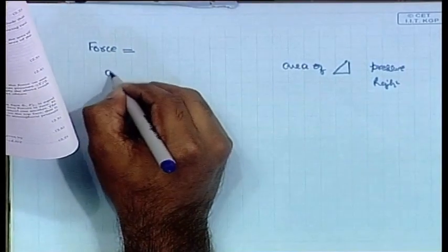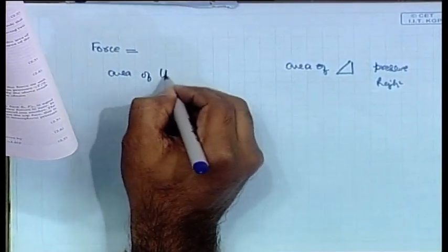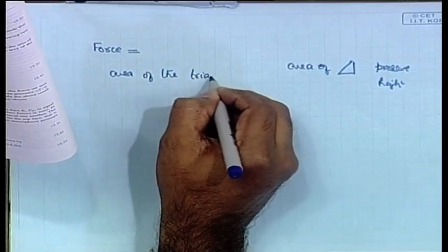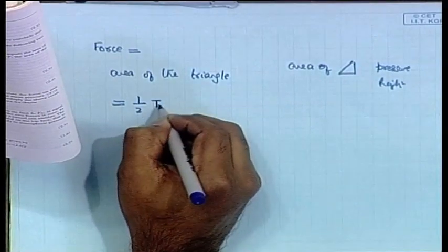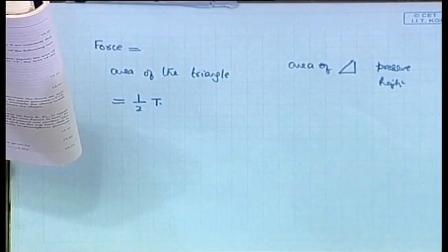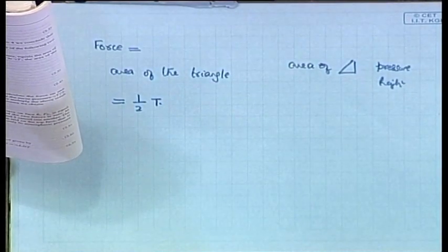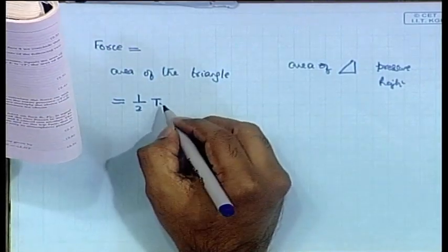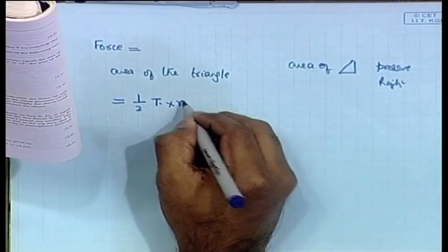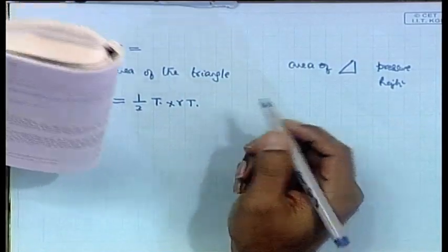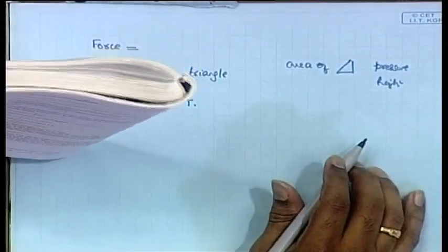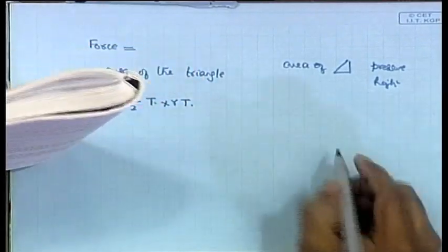So what is the area of the triangle? The area of the triangle is equal to half T, which is the average draft, into gamma T. It is like half base into altitude. It is just half base into altitude.